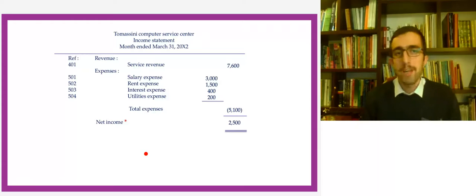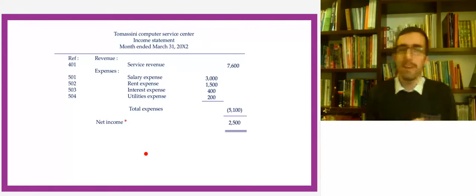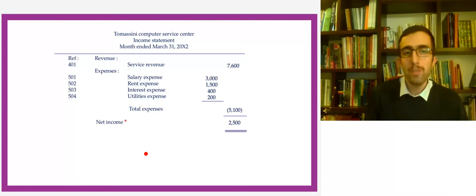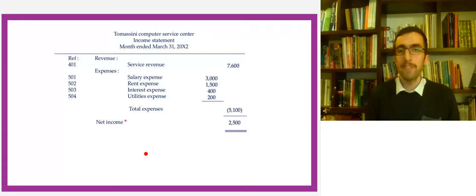After that, okay, we have income statement. Larry Tomasini Computer Service Center income statement for month ended March 31, 20x2. It is like a video, it's not like a snapshot. It is different from trial balance and balance sheet. In trial balance and balance sheet, we say at, for example, March 31, but here it's like a video. It's for a period. It's for month ended March 31, 20x2. And we subtract all expenses from our revenue, and our result will be the net income. And it is completely predictable because the number of service revenue is bigger than all number of expenses, so our result will be net income.